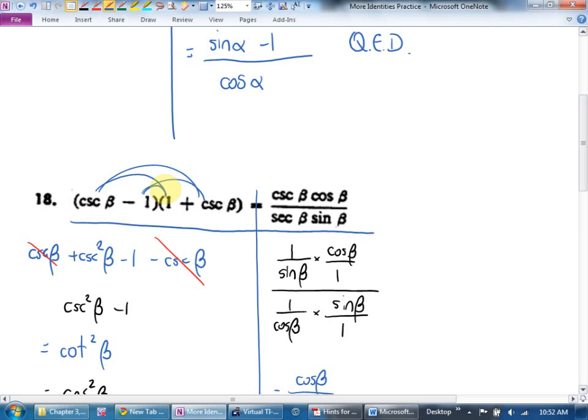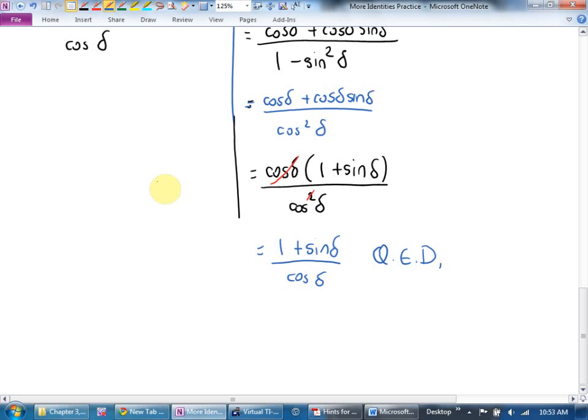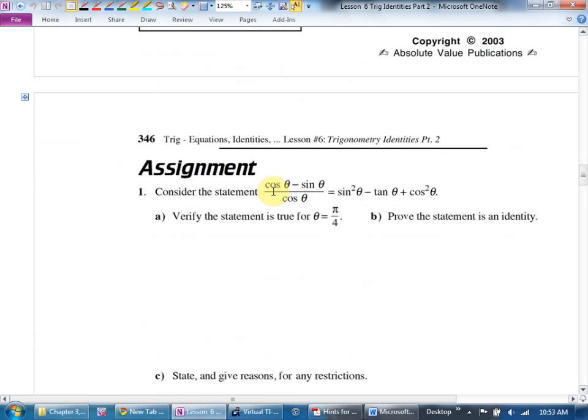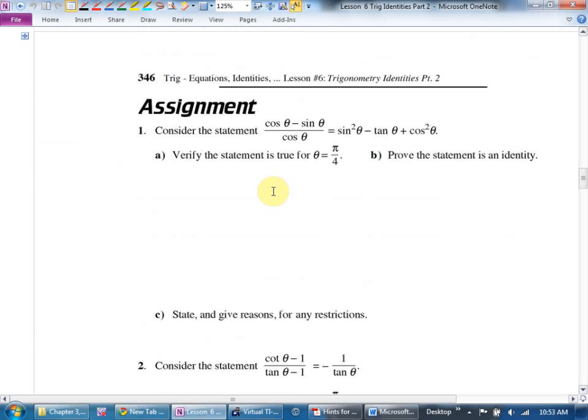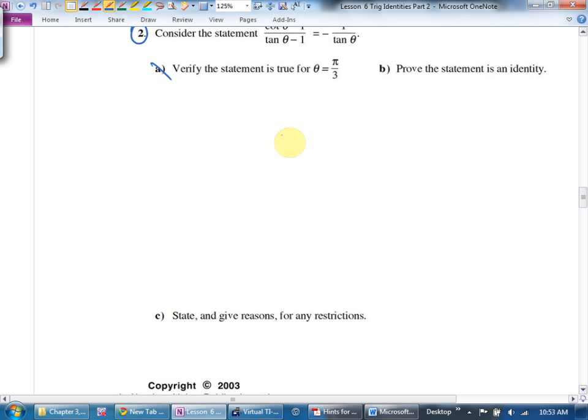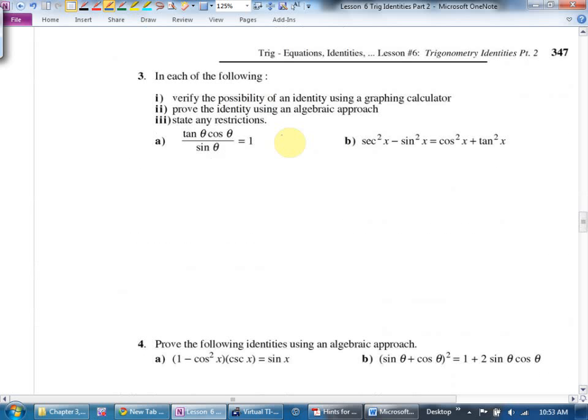We need to practice this. So here's your homework. From the textbook, from Lesson 6, page 346. I think you can do number 1, but skip A. I'm not big on just plugging in the numbers. I'm assuming you all can do that. Number 2, but skip A. That also gives you lots of room to write, which I think you need. Number 3, all except don't bother doing it with a graphing calculator. Skip part 1. Four is good.